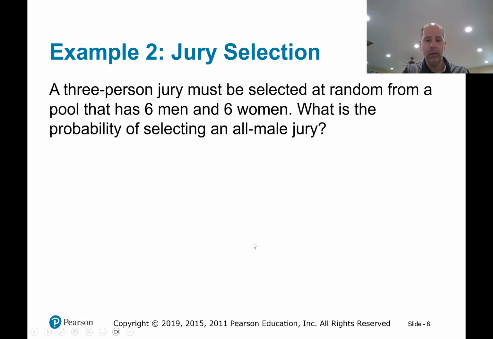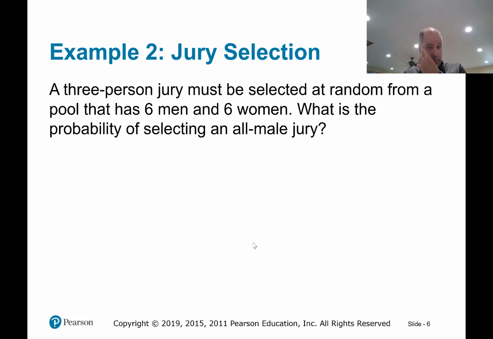Okay, so let's look at this. Let's use a jury selection. We have a 3-person jury that must be selected at random from a pool of 6 men and 6 women. So we have 12 people to choose from. It says, what is the probability of selecting an all-male jury?